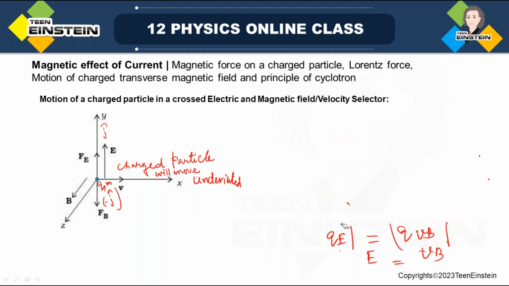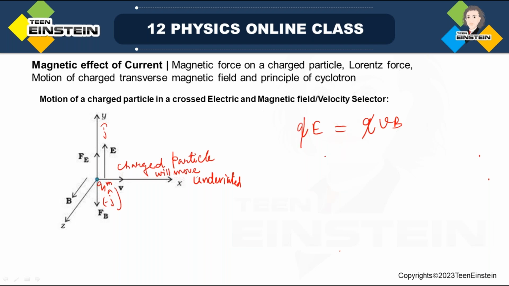I'll write it down once again. What is the condition for no deviation in a crossed electric and magnetic field? What is the condition that a charged particle will move undeviatedly, or that there will be no deviation of the path of the charged particle? So qvB is equal to qE, so E is equal to vB.